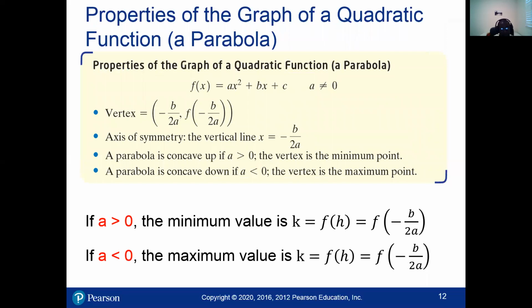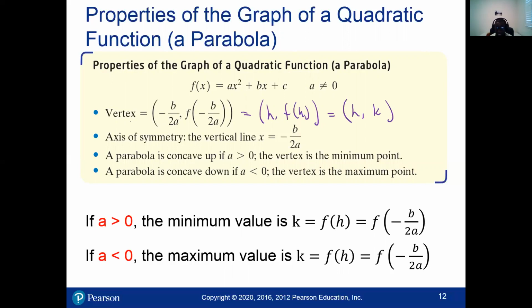One, your vertex, the point, the coordinates of the vertex: the x coordinate is h. This is actually h, comma, f of h. Okay, you will notice that f of h is actually the same as k. All right, f of h is the same as k. So that means your vertex is h and k.